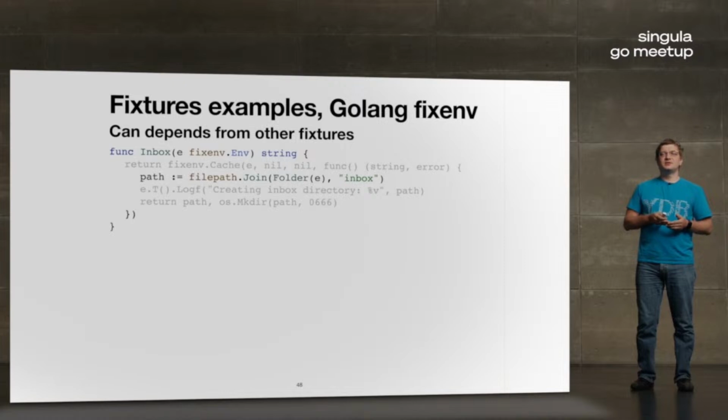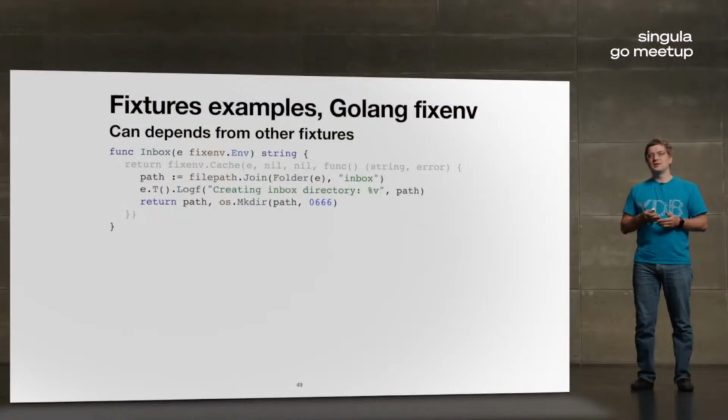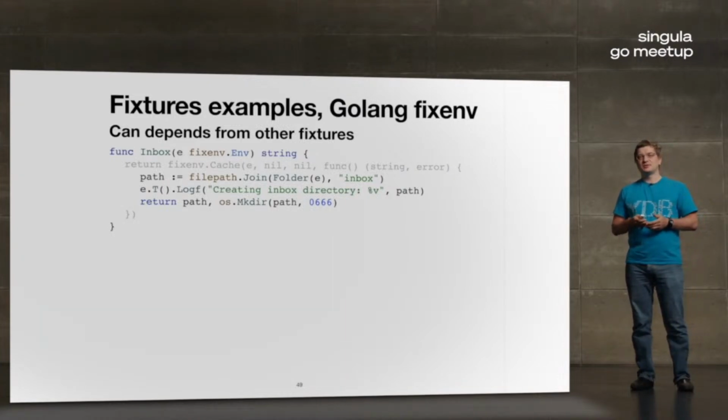The fixenv cache is a special function with fixture magic. It checks that the code of the fixture will be called only once. If inbox is called a second time, the cache function detects it and returns the previous value. We don't need to worry about memory in fixture code. If the fixture code returns a non-nil error, the cache function will fail the test.